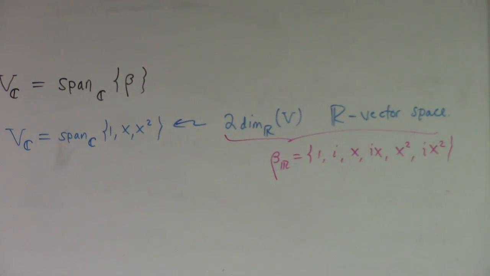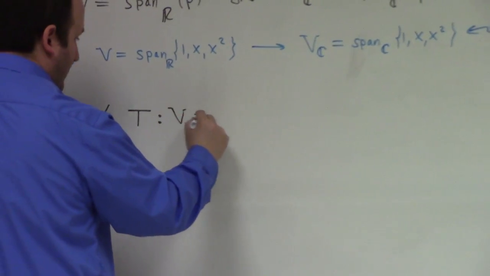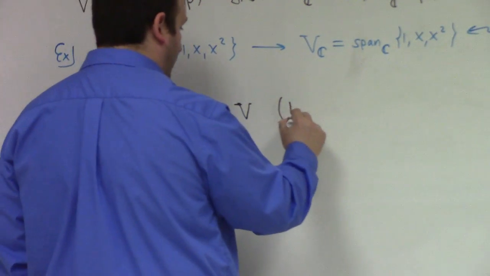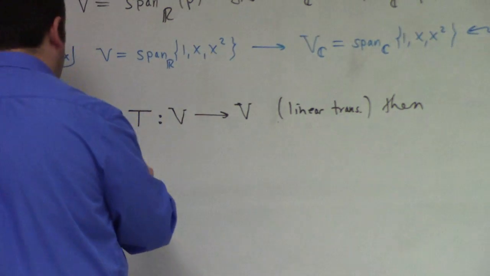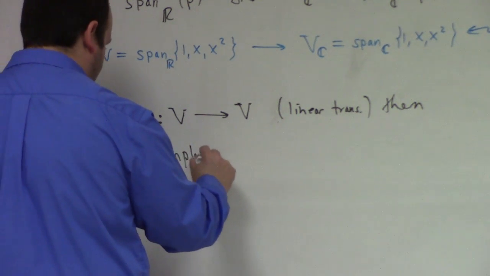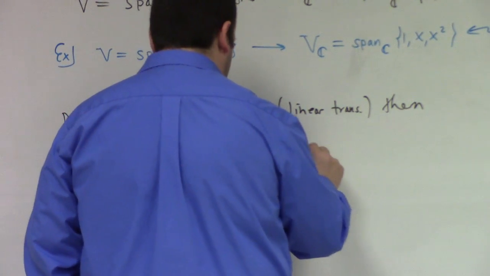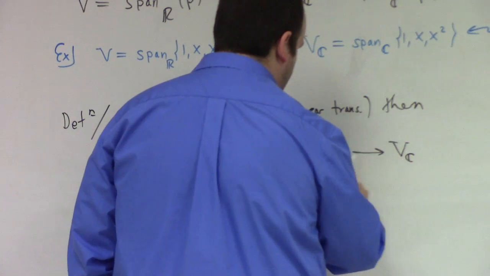All right. We're studying endomorphisms, so suppose you have a real endomorphism. Here's another definition for you. If we have T that goes from a real vector space V to another real vector space V, a linear transformation, then the complexification of this, T tilde, is a mapping from the complexification of V to the complexification of V.